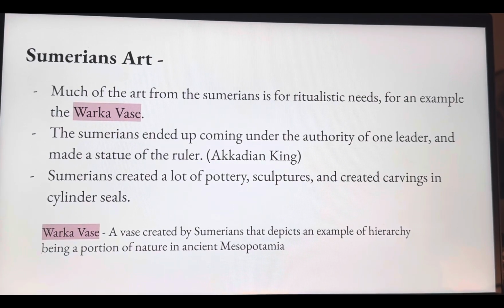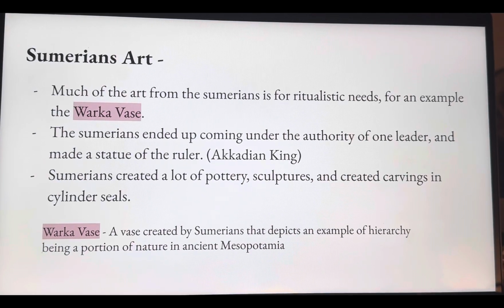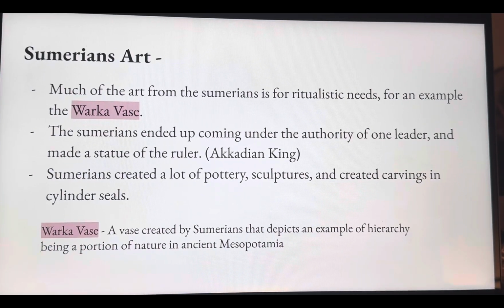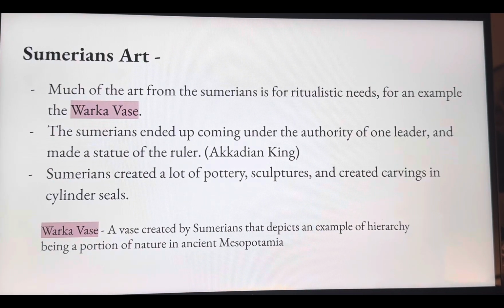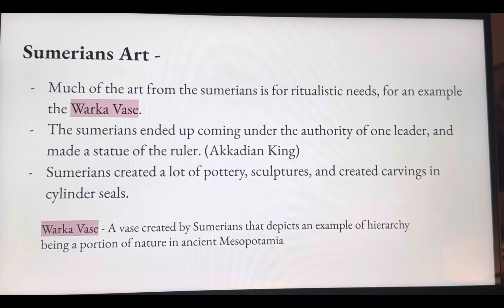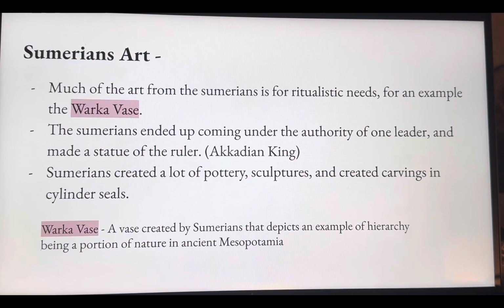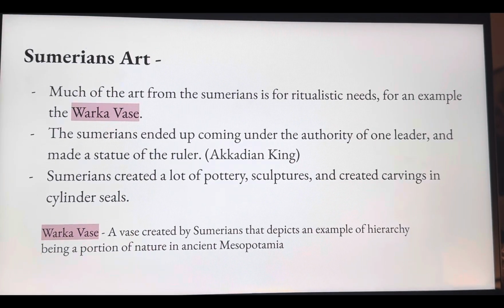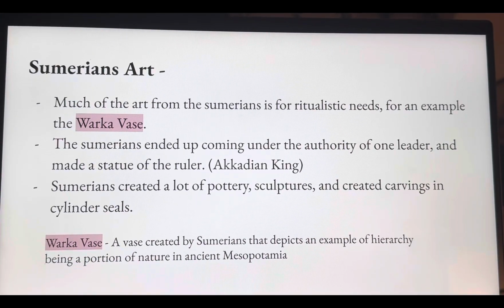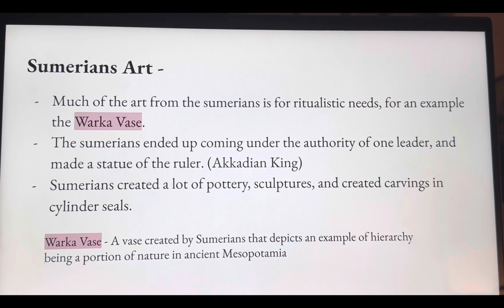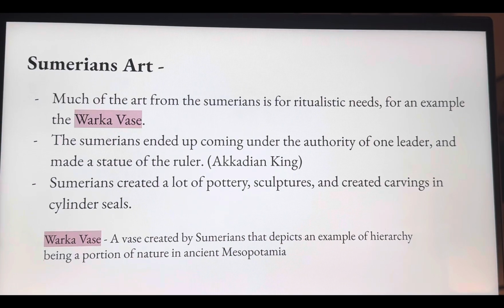Sumerian art. Much of the art from the Sumerians is for ritualistic needs, for example, the Warka Vase. The Sumerians ended up coming under the authority of one leader and made a statue of the ruler, the Akkadian king. Sumerians created a lot of pottery, sculptures, and carvings in cylinder seals. Down there is the definition of the Warka Vase. It's a vase created by Sumerians that depicts an example of hierarchy being a portion of nature in ancient Mesopotamia.